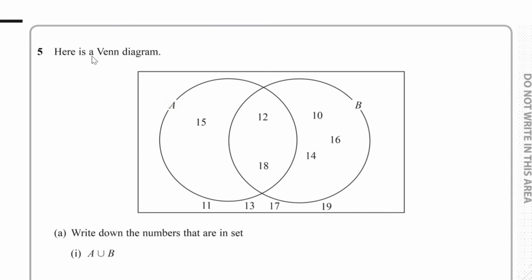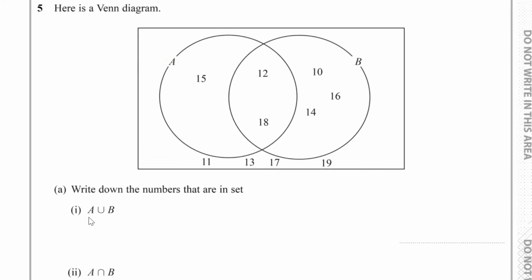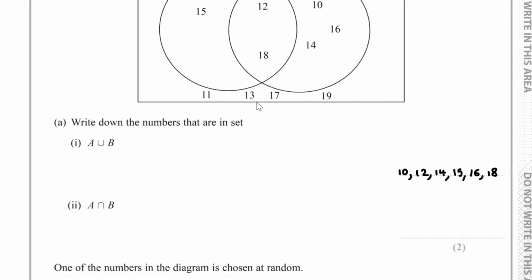Question 5. Here is a Venn diagram, and for part A we have to write down the numbers that are in the set A or B and A and B. Well, A or B, we have over here the 10, the 12, the 14, the 15, the 16, and the 18. And now what belongs to both is the 12 and the 18.